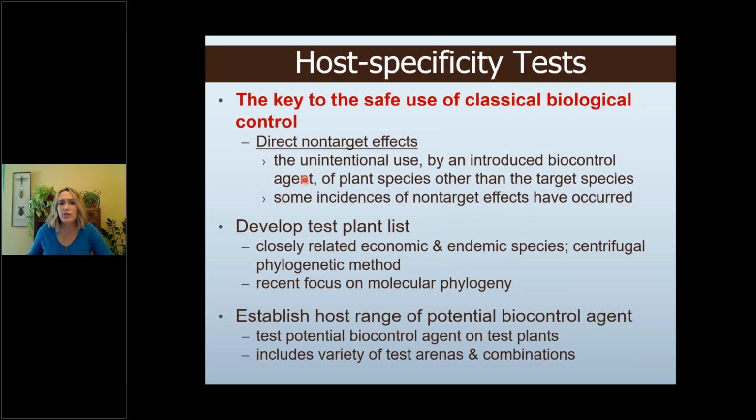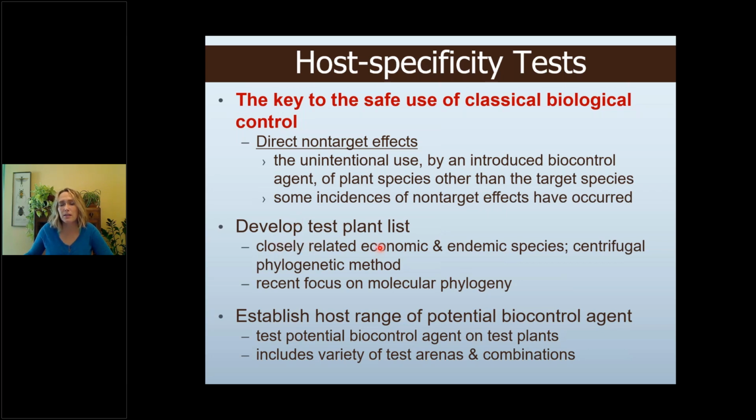So what we're really trying to do is avoid direct non-target effects. That's the intentional use of an introduced biocontrol agent on a plant species other than the one that we put it out on. In order to do this, we have to test a bunch of plants, but that isn't done sort of willy-nilly either. There's a really specific way in which plants are chosen in terms of their likelihood of being attacked by any potential biocontrol agent. And I can go into the detail about that if you're interested.